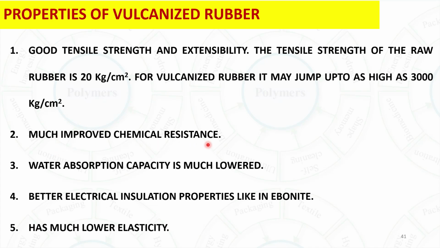Much improved chemical resistance, as I have explained. Water absorption capacity is lowered because your double bond is now converted into a single bond, because sulfur is now connected with the carbons which had the double bond. So when there is no double bond, definitely your water absorption capacity would be lower. Water will not attack the saturated or single-bonded carbon. Okay. Better electrical insulation properties, like in ebonite. Okay. And it has much lower elasticity, right? That means it will regain its shape when you release the stretch.